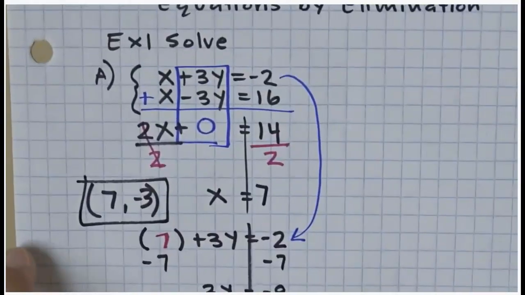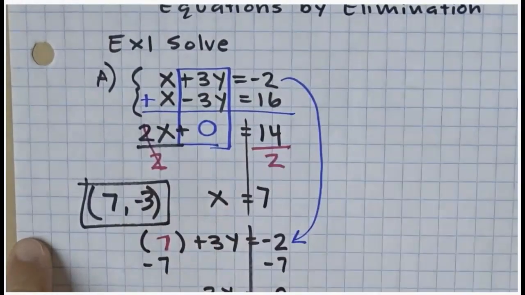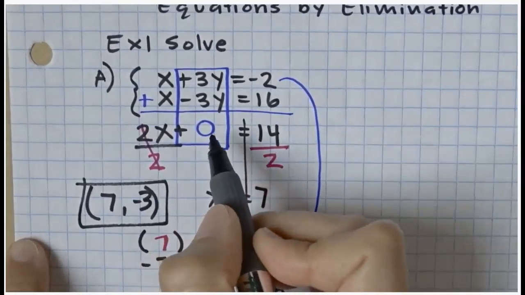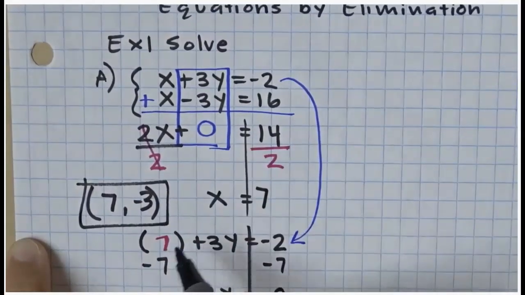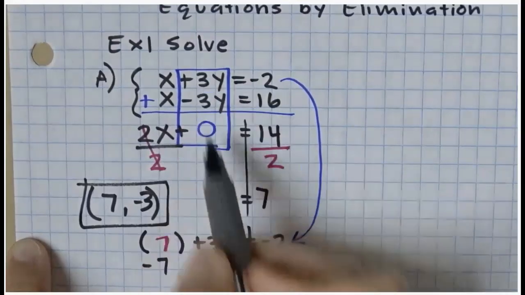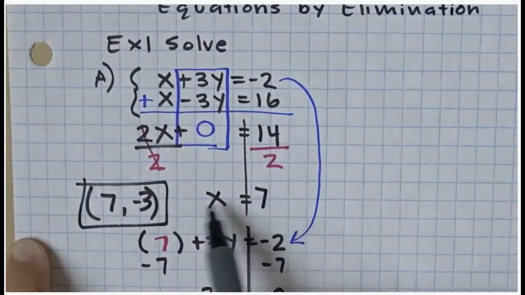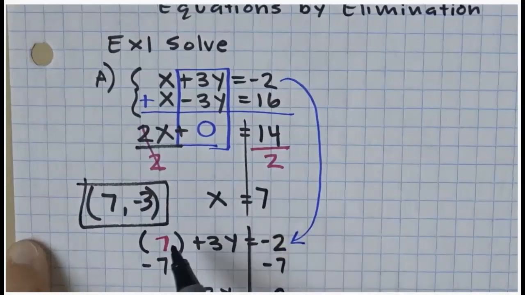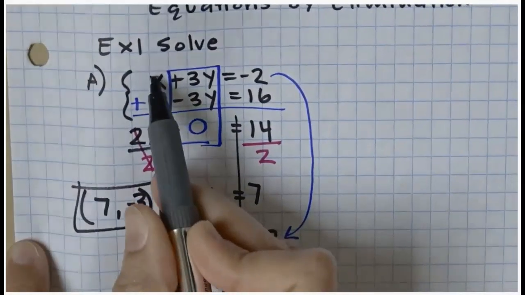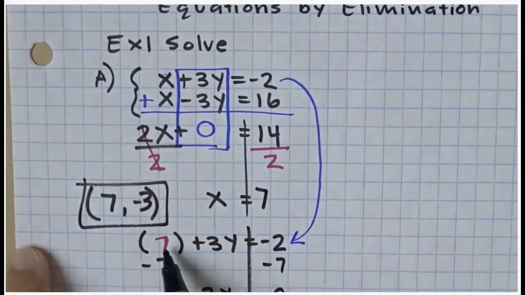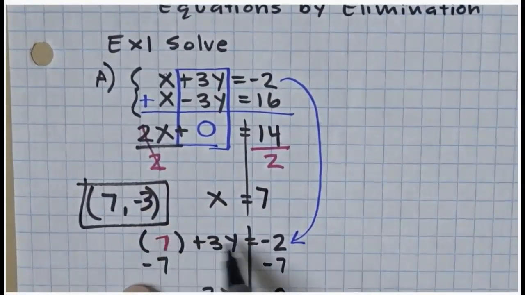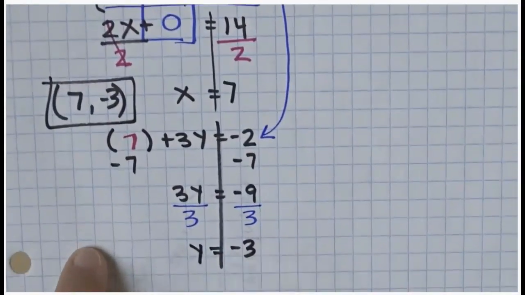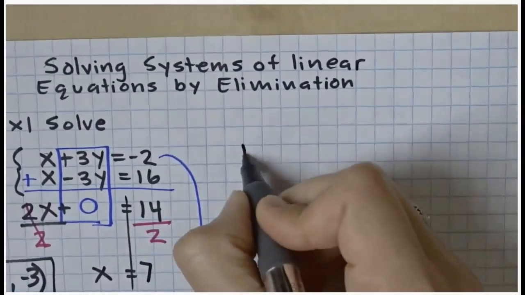Okay, so what did we do? We vertically combined the terms. One of them gave us a 0. And once you get that 0, you do not have your y's anymore, so that you can focus on finding x. Once we found x, we knew that if we replaced this x with the 7, now our equation would only have y's in it. And then now we can focus on finding the y. Okay, so let's try example B.